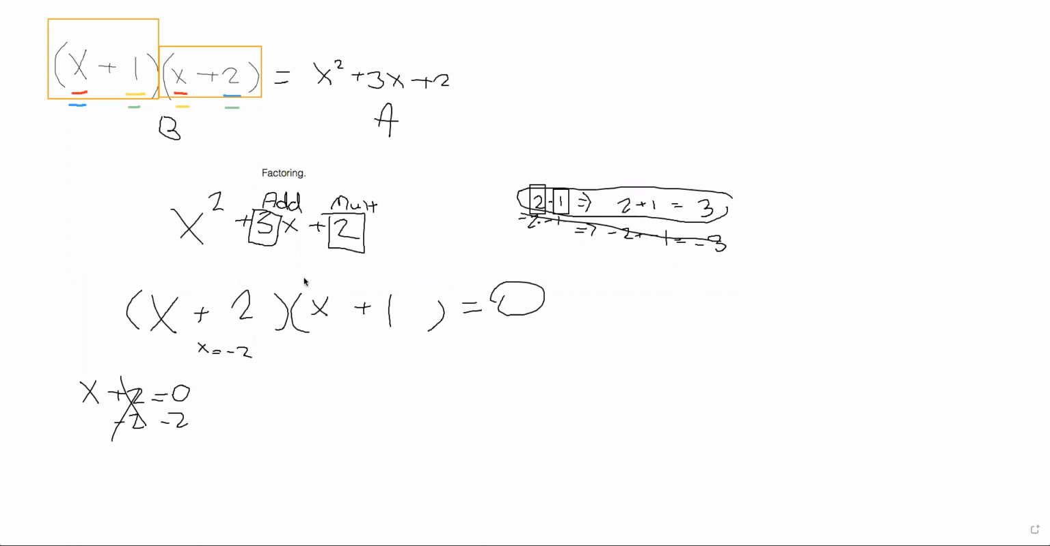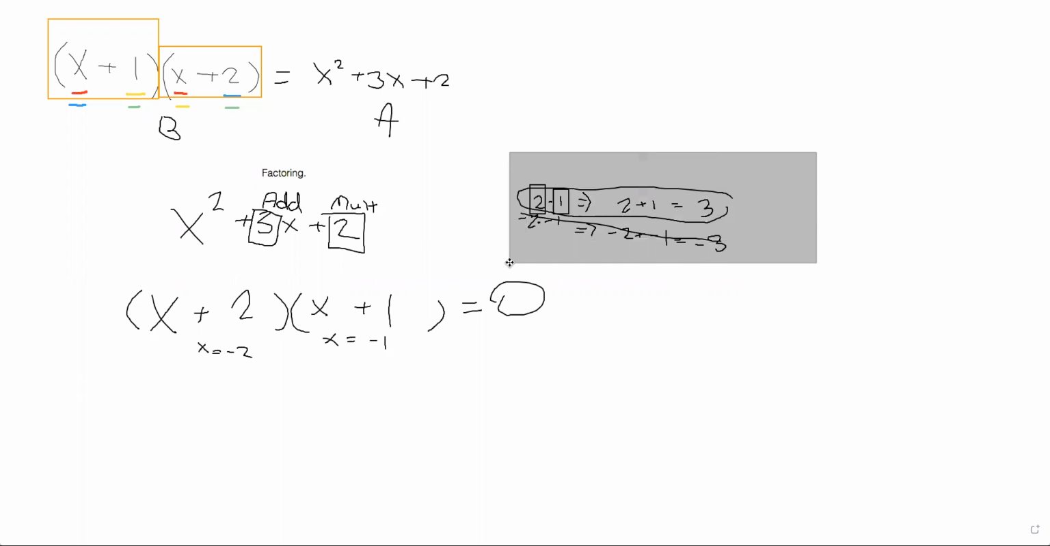We want to do something similar for the other factor. The other factor is x plus 1. Let's solve it just like we solved the other one. So we're going to subtract 1 from both sides, giving us a final solution of x is -1. So x is -2, x is -1. We have our 2 solutions. And that's it. That's how we use factoring to help us solve quadratics.